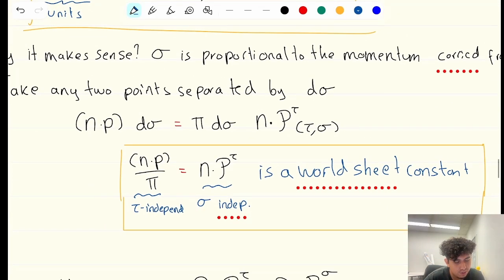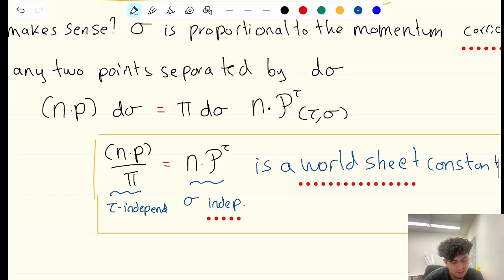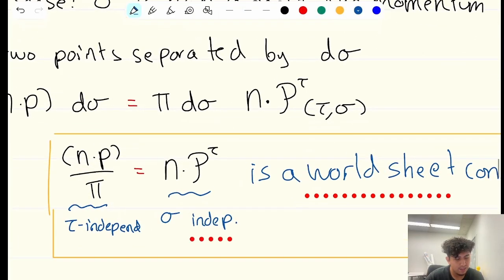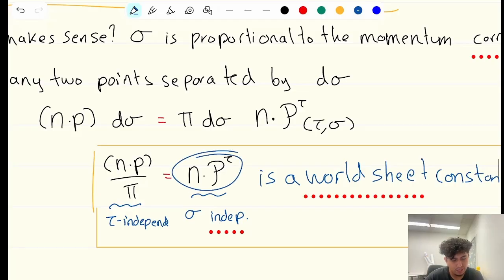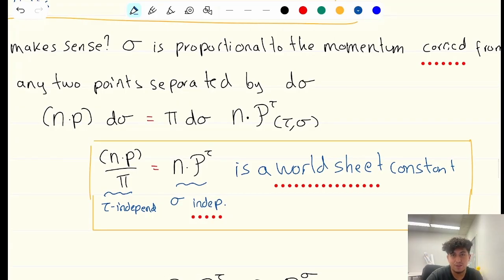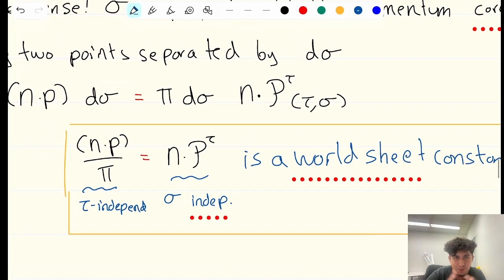And if you take the sigma, you can see that the momentum is going to be proportional to the momentum density. Also, you see that this quantity, n dot momentum density tau, is a worldsheet constant, so it's constant on tau and it's constant on sigma, which is great. It's a quantity that we know doesn't depend on where you are. It's just forever constant throughout the worldsheet.